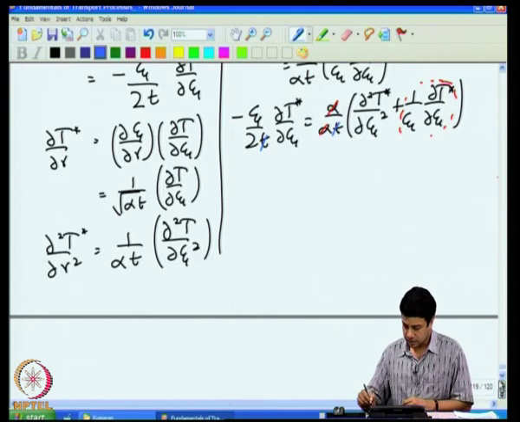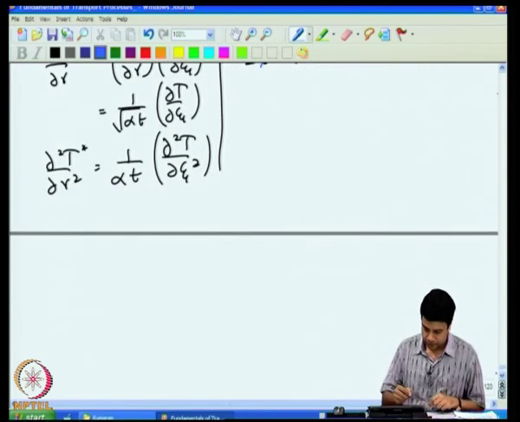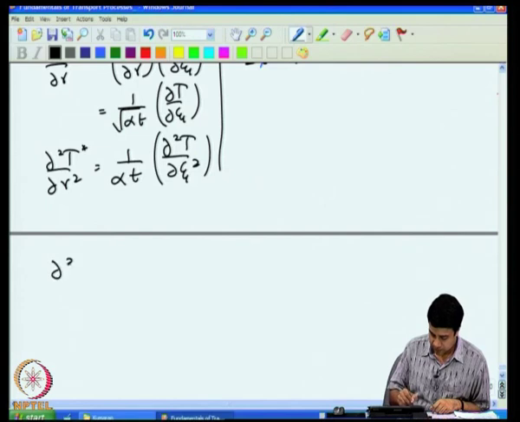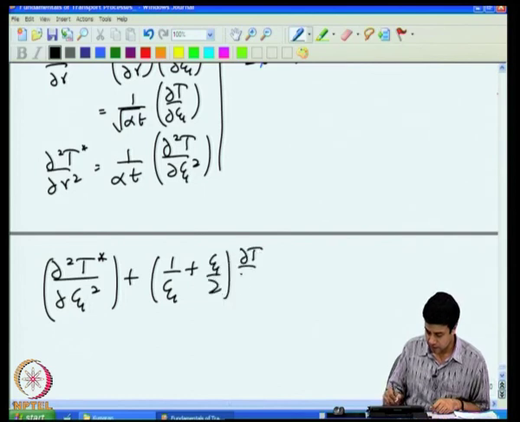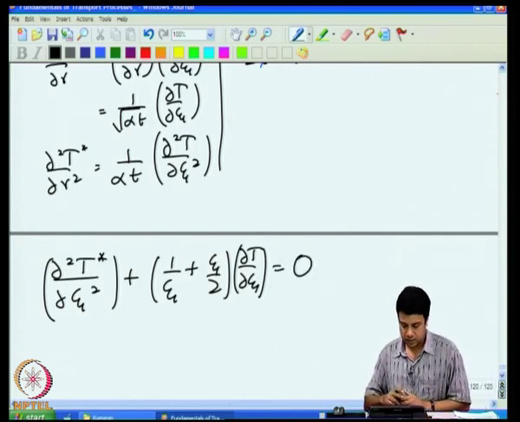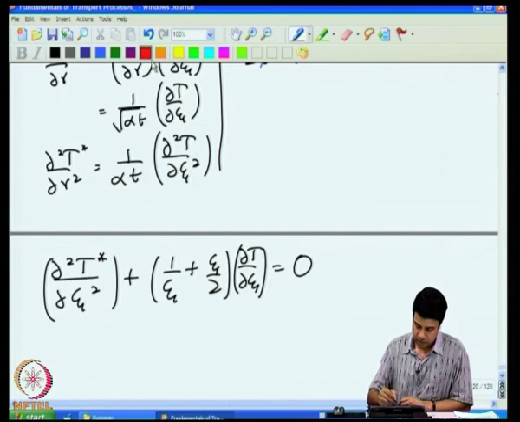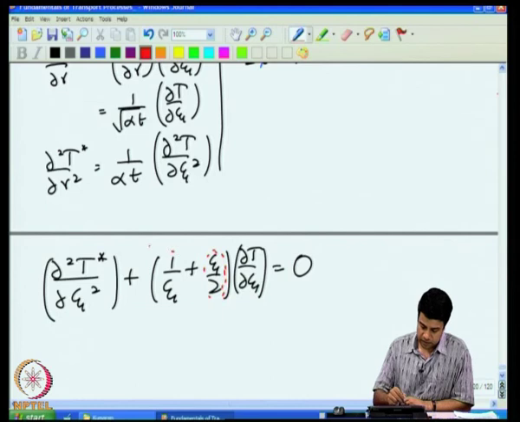This equation I can rewrite as d squared T by d psi squared plus (1 over psi plus psi by 2) dT by d psi is equal to 0. This psi by 2 term here came from the time derivative, whereas these other two terms are coming from the diffusion term.